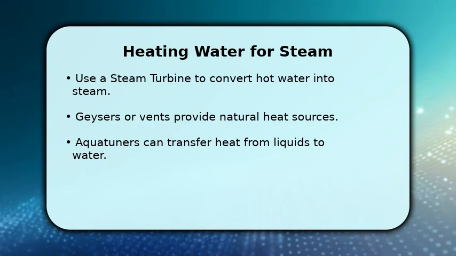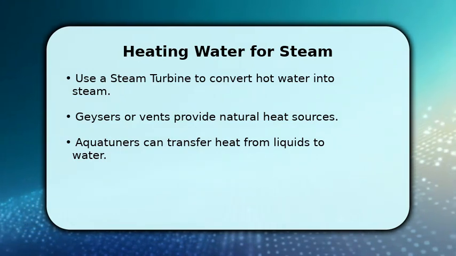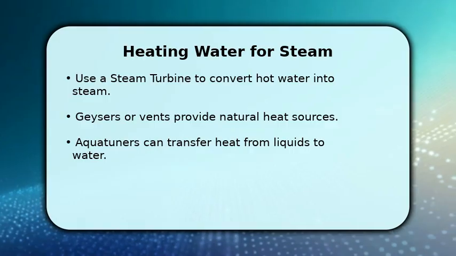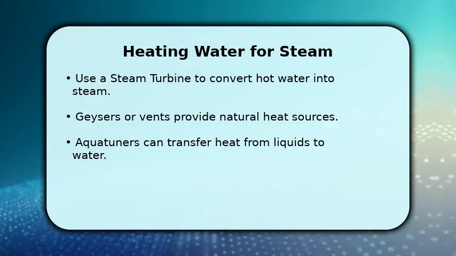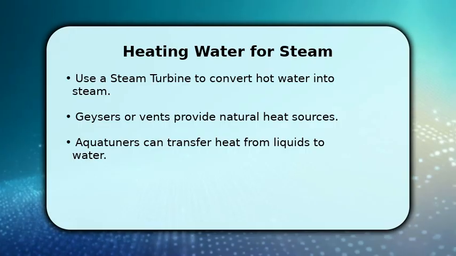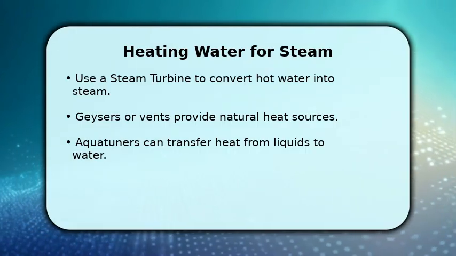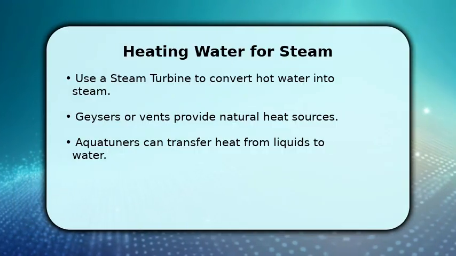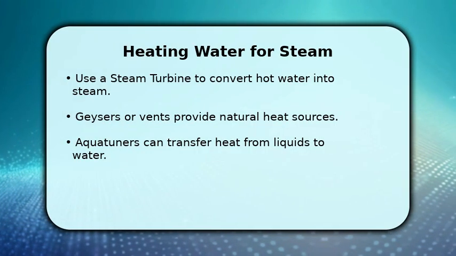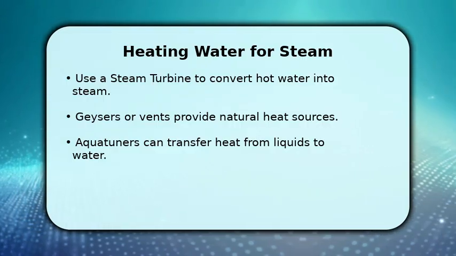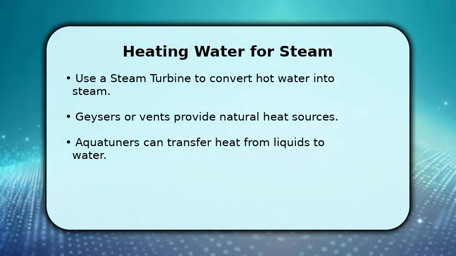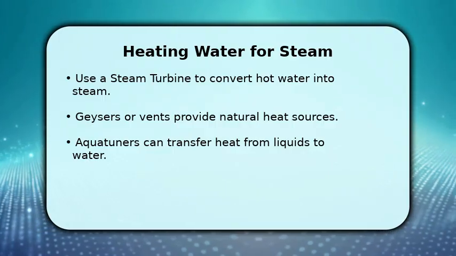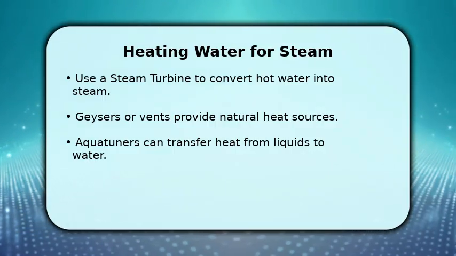There are several effective ways to heat water for steam production. One common method involves using a steam turbine, which directly interacts with hot water. You can also harness natural heat sources like geysers or volcanic vents. For more controlled heating, aquatiners can transfer heat from other liquids, while metal refineries produce substantial heat as a useful byproduct, perfect for steam generation.